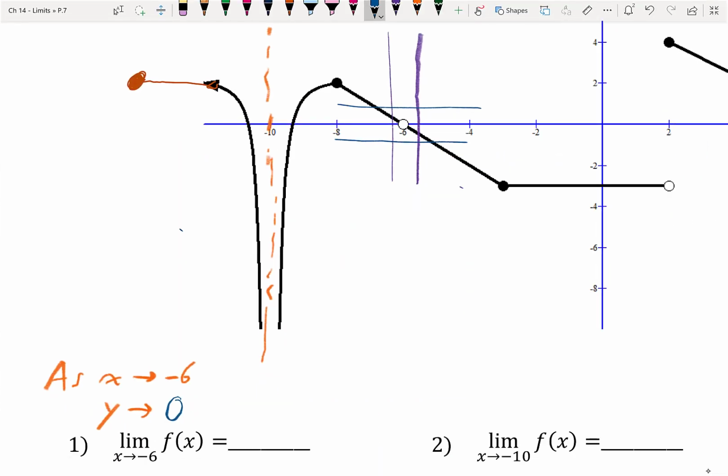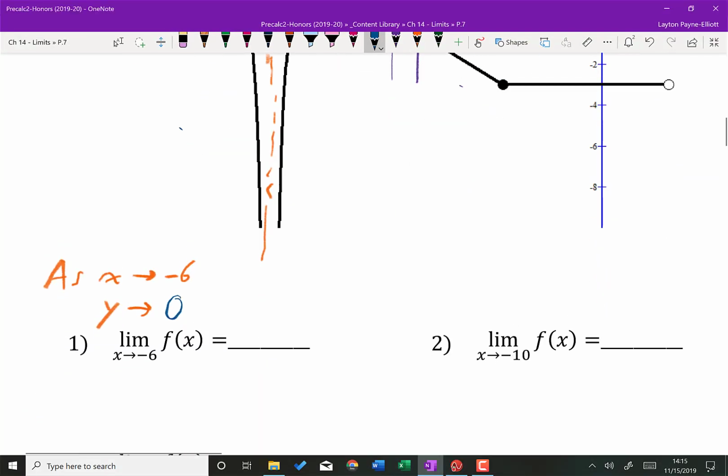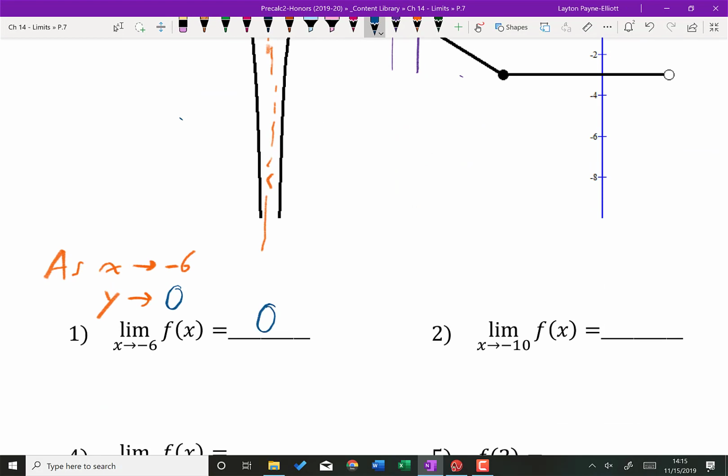As x approaches negative 6, y approaches 0, which means that the limit as x approaches negative 6 of f of x is 0.